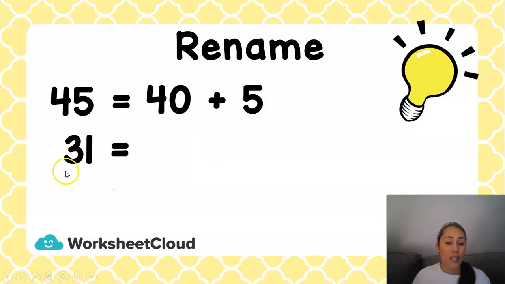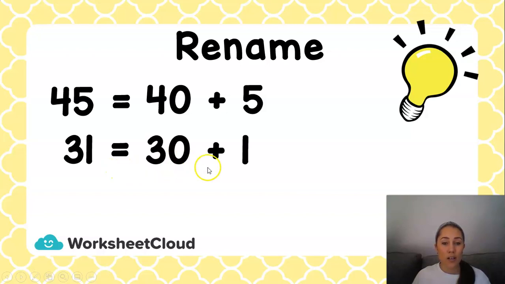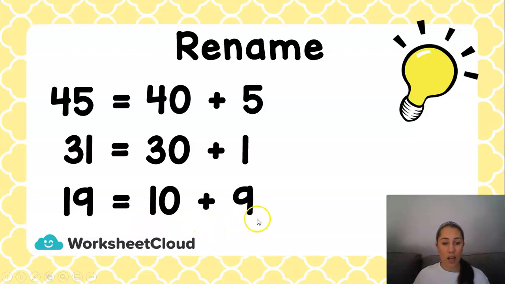So let's have a look at 31. If we rename 31, we're going to get a 30 plus a 1. 3 groups of 10 and 1 unit. And if we look at 19, we're going to rename it as 10 plus 9. And that is 1 group of 10 and 9 units, 9 loose blocks next door. Now why is this important to know? Because if we want to double bigger numbers, we need to be able to rename them first. Because to double 10 and to double 9 separately is easier than to double 19 altogether.